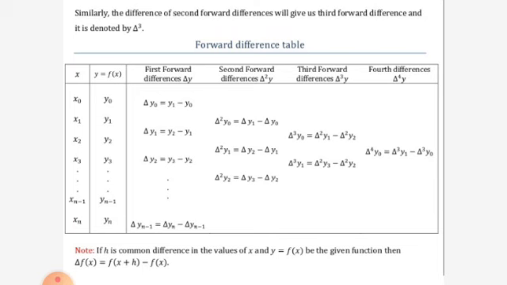You see here very observantly how we can find the first, second, third, fourth, fifth and so on finite differences with the help of the forward difference operator. In short, by the formula I have written here in the note, if h is the common difference in the value of x and y is the given function, then delta f of x equals f of x plus h minus f of x.